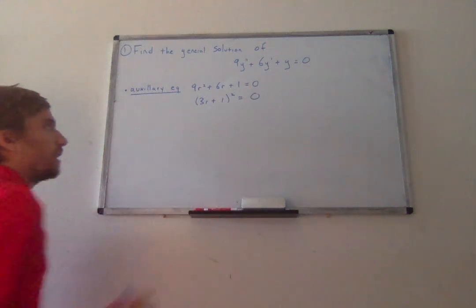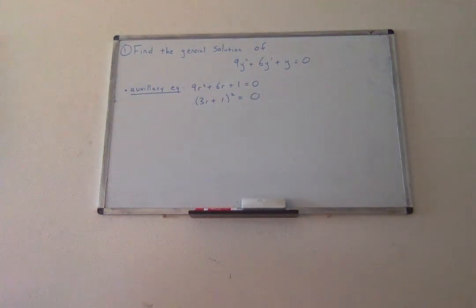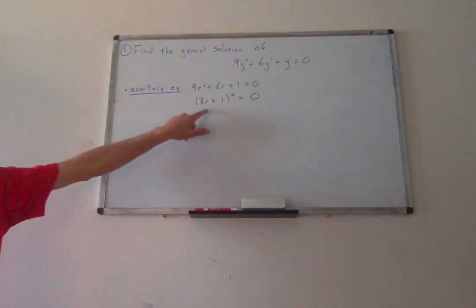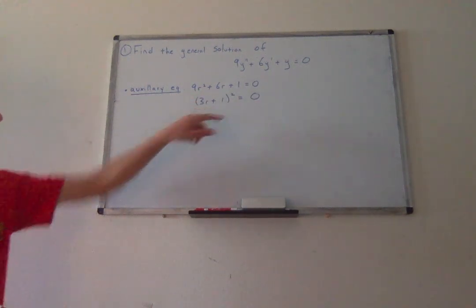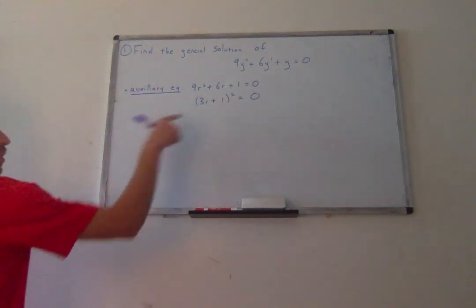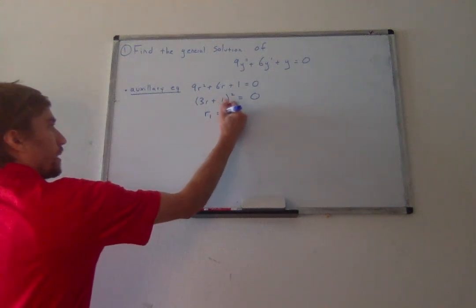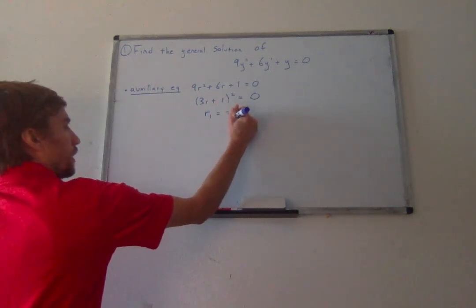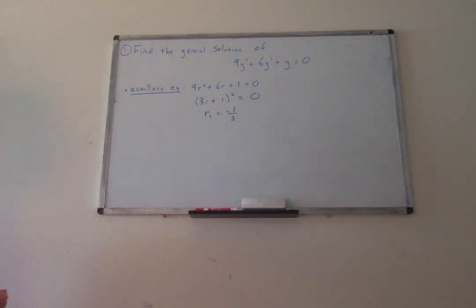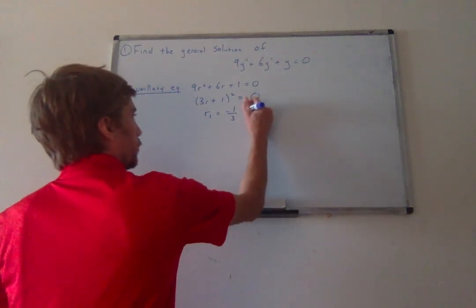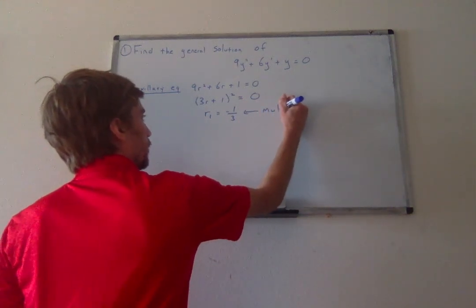And so I think in this case it factors out to (3r plus 1) squared equals 0. We can double check that. 3r times 3r is 9r squared, times 1, 6r. Yeah. And so remember, this means that this equation has a single root, r1 equals negative 1/3. But we'll say it has multiplicity 2.